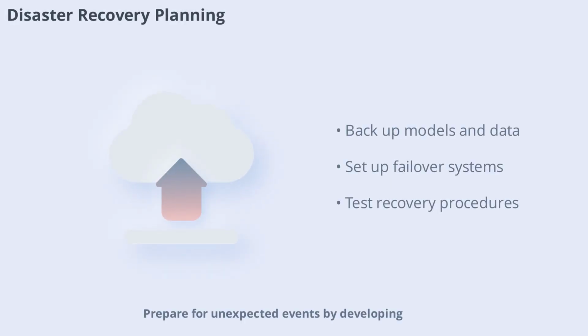Prepare for unexpected events by developing a disaster recovery plan for your API. Regularly backup your models and data and set up automated failover systems. Test your recovery procedures to ensure you can restore service quickly in case of outages or data loss.